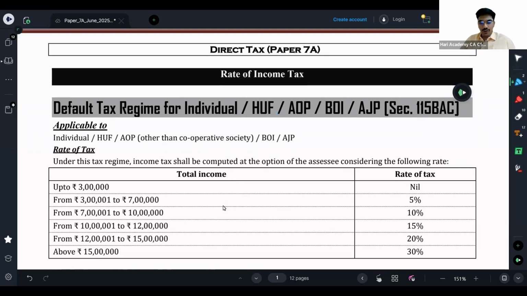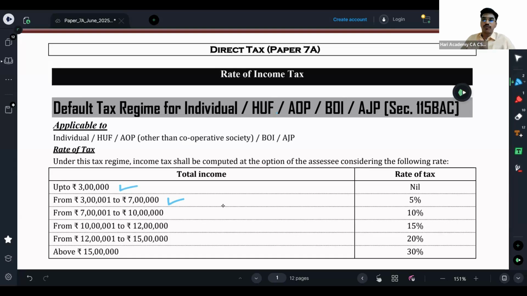In the default tax regime, the rate applicable for assessment year 25-26 is: up to 3 lakhs, it is nil. 3 to 7 lakhs, it is 5%. 7 to 10 lakhs, it is 10%. 10 to 12 lakhs, it is 15%. 12 to 15 lakhs, it is 20%. More than 15 lakhs, it is 30%. So basically up to 3 lakhs, it is nil. From 3 to 7 lakhs, it is 5%.